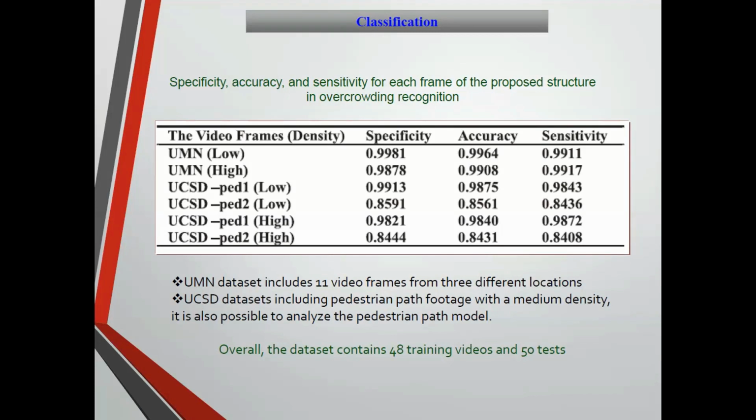The UMN dataset includes 11 video frames from 3 different locations. At the beginning of the video, the crowd of people performs everyday behaviors in a medium density location. Another data set is the UCSD data set. It includes the path footage with medium density and path model. Okay. So overall, the data set contains 48 training videos and 50 test data.